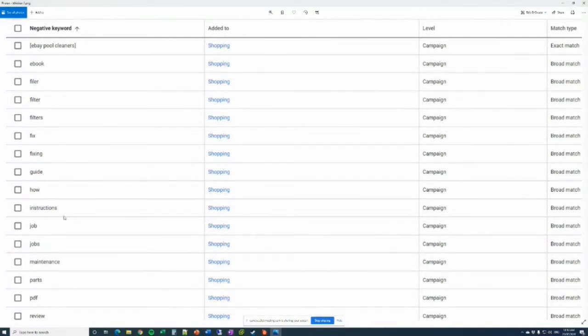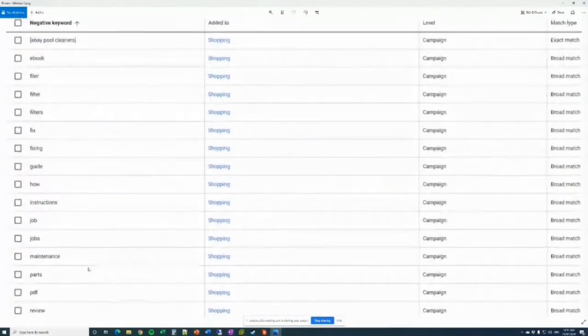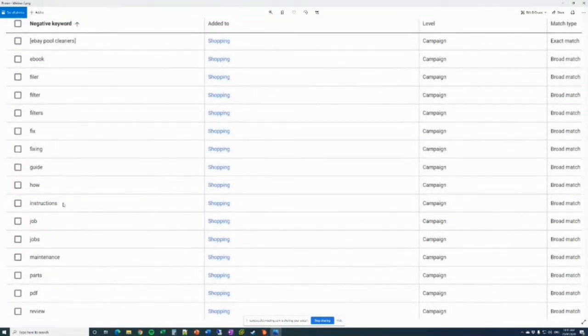Fixing, guide, how-to, instructions, job. Think about all those terms, if I typed in creepy crawly instructions or creepy crawly maintenance or creepy crawly parts, if you did smart shopping. And this is the key little sneaky bit of information that Google doesn't want you to know: you can't do negative keywords in Google Smart Shopping.